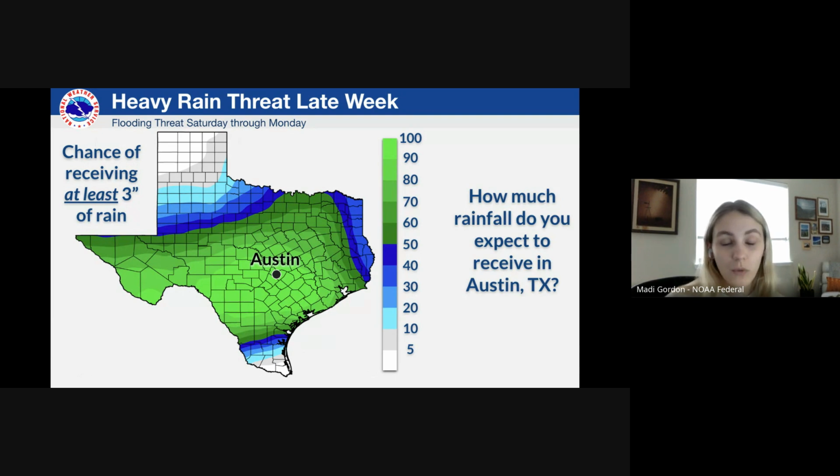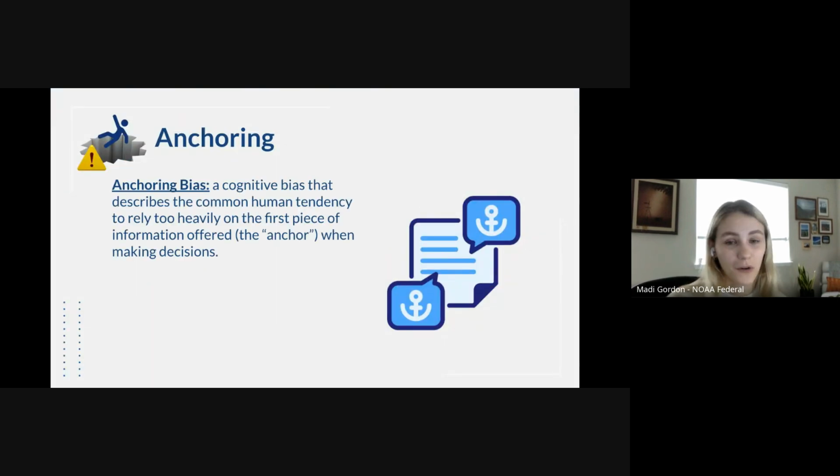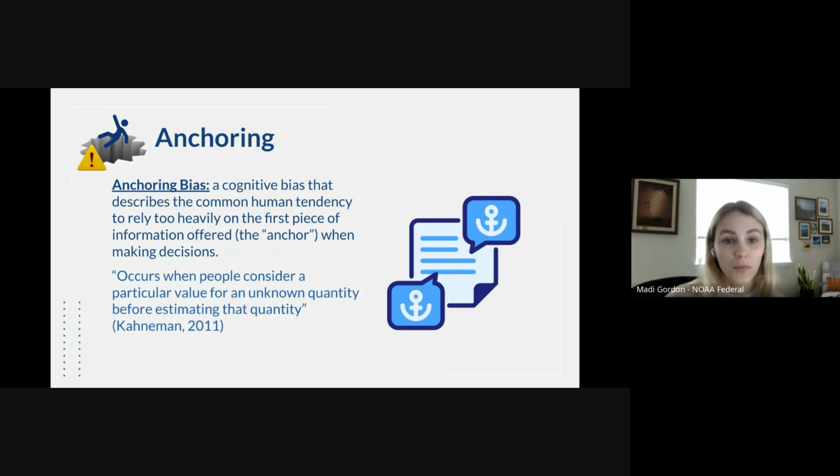And we've asked a lot of our partners here, what do they think the rainfall they are going to receive is in this type of scenario, and more often than not, the answer is 3 inches of rain. What is going on here? So our users are falling victim to anchoring. This is a cognitive bias that describes the common human tendency to rely too heavily on that first piece of information offered, the anchor, when making our decisions. This occurs when people consider a particular value for an unknown quantity before estimating that quantity.